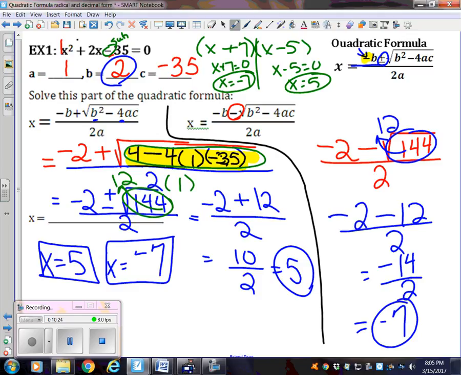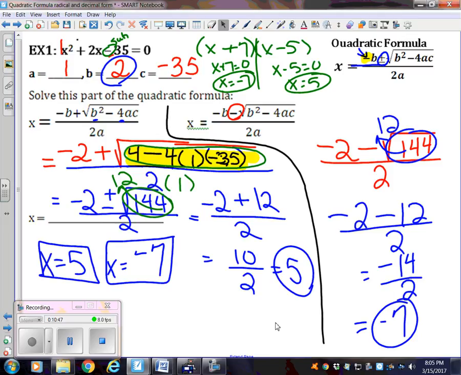I selected a problem that we began with as being one that we could have solved anyway. Remember what I said? Quadratic formula works for any quadratic. So since it works for any quadratic, this one would have factored, but it also shows you that the quadratic formula works anyway. All right? So that's a lot with number 1.